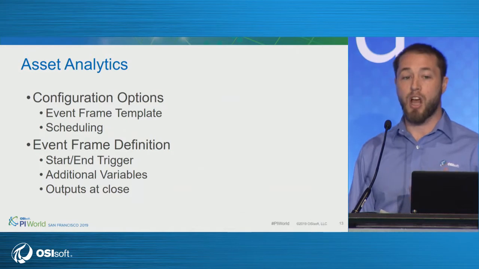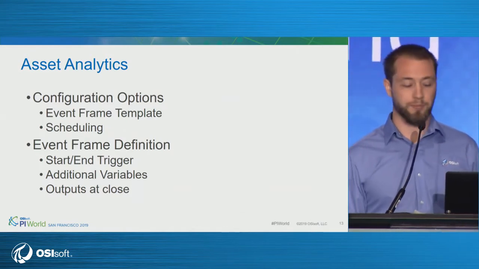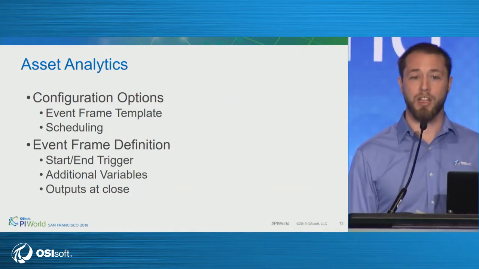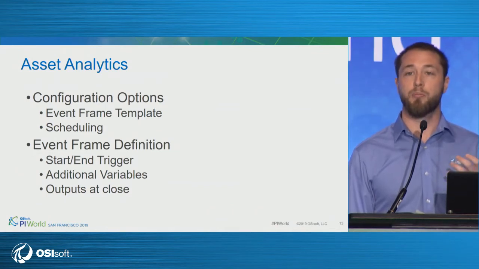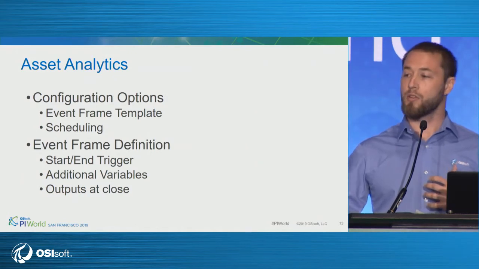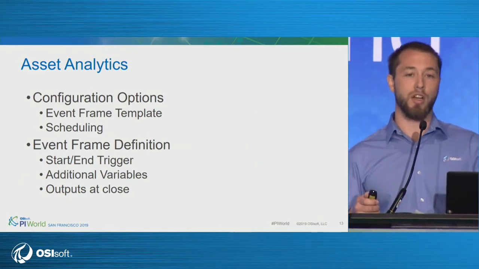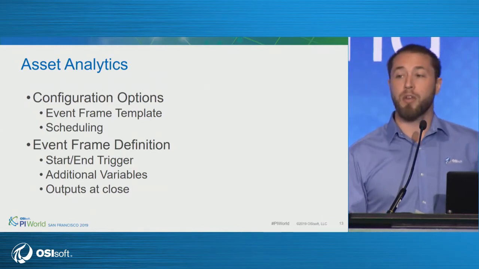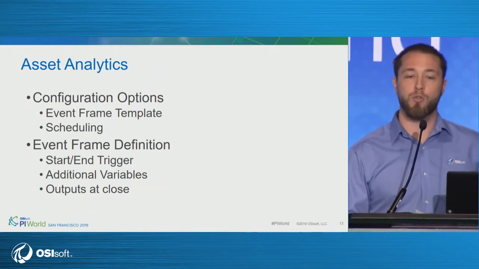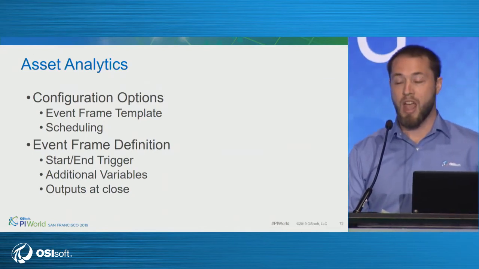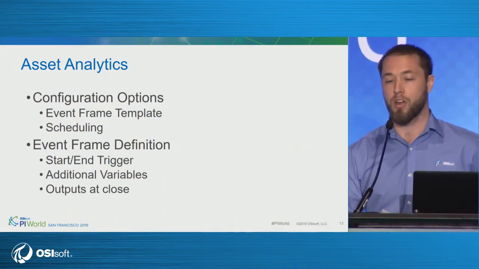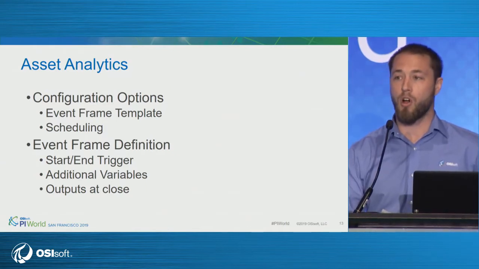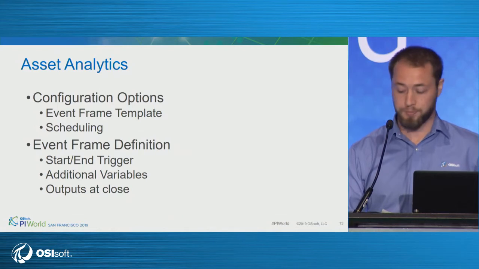So everything is based off of an event frame template. With that, we also have some scheduling that we can assign to the analysis. This is either periodic or event triggered, right? Whenever you get a new value to your AF attribute, it then triggers the condition to look and see if your start trigger has been met. Then we get into the event frame definition part, and this is where we have a start and an end trigger, and additionally, we can add output variables or additional variables and outputs at close. And again, we'll go over all of this as we go through the presentation today.